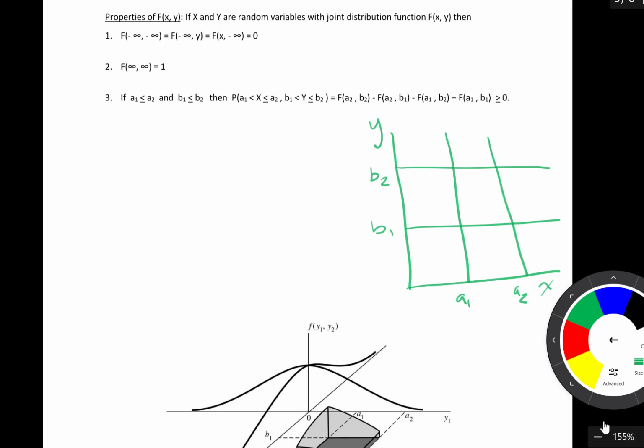So let's consider 4 different regions here. We're going to have region 1, region 2, region 3, and region 4. All right, notice if we look at F of a2, b2. So in other words, we're interested in the probability that x is less than a2 and y is less than b2. Notice that's actually going to be all of the regions.